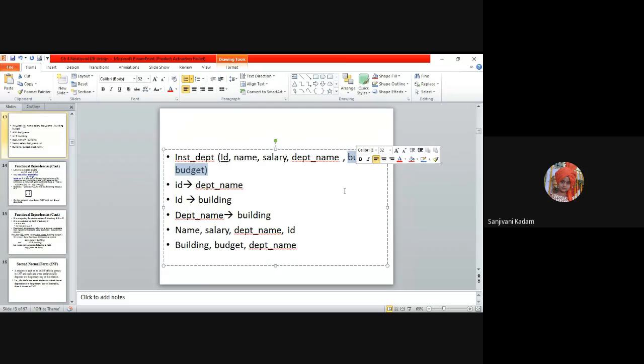But taking these two attributes independently doesn't make sense. I'm not going to store building and budget anywhere simply by themselves, because these attributes get their values from the department name. That's why department name, building and budget we will take into another relation, and the remaining attributes into another relation, and this will be the primary key of the relation. Now here these two attributes are dependent on this, and here the remaining attributes are dependent on this, because of which we may say that these two relations are in second normal form.